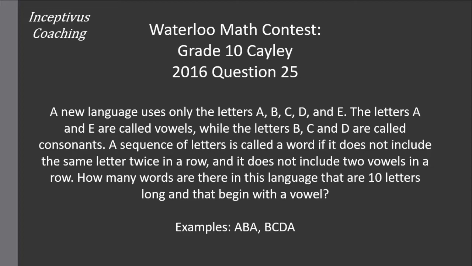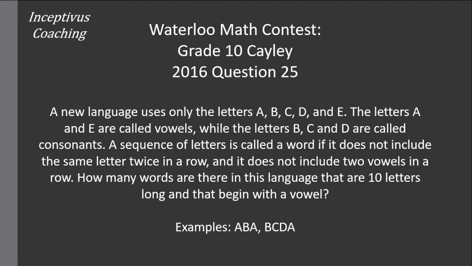A sequence of letters is called a word if it does not include the same letter twice in a row, and it does not include two vowels in a row. So for example, A, B, A, and B, C, D, A all satisfy the two conditions stated. How many words are there in this language that are 10 letters long and begin with a vowel?